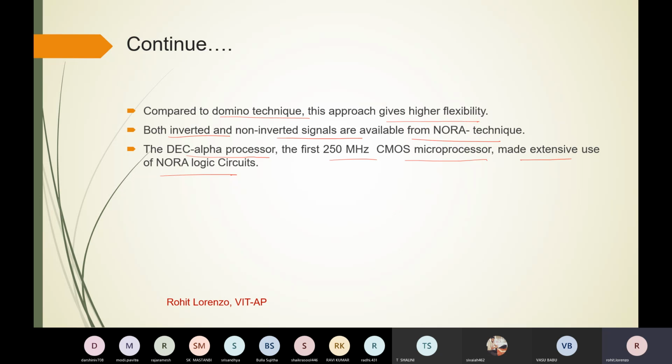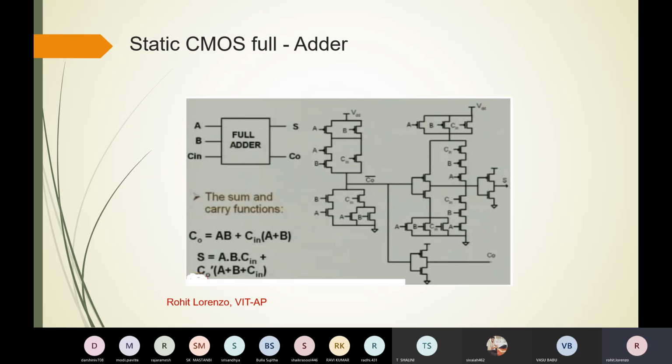logic. Now we can see if I design the full adder with static CMOS, there are a lot of transistors we are using. If we count the total transistors, there are 3, 5, 10, 11, 12, 13, 14, 15, 16, 17, 18, 19, 20, 21, 22, 23, 24, 25, 26. Around 28 transistors we are using in static CMOS.